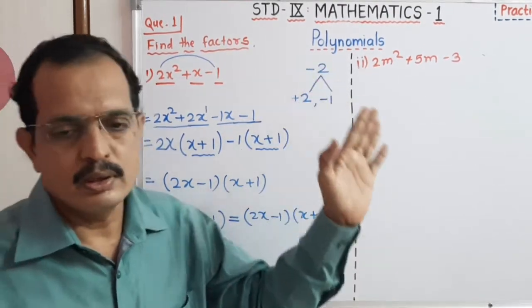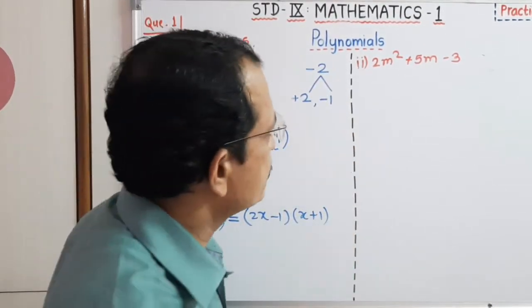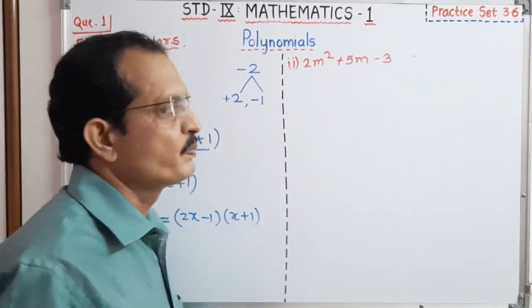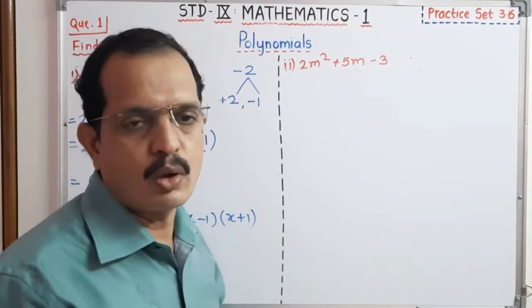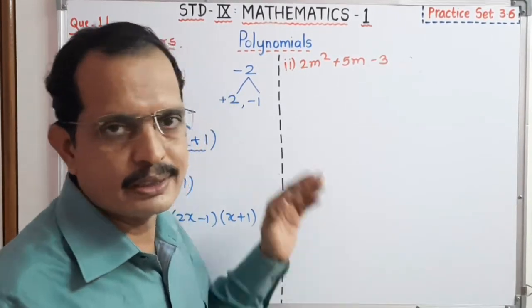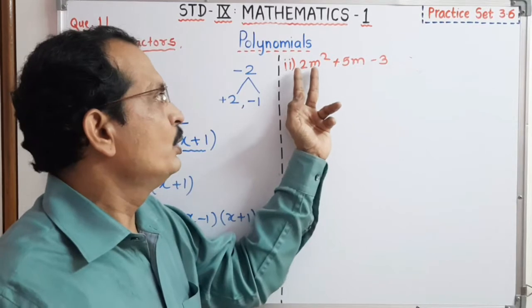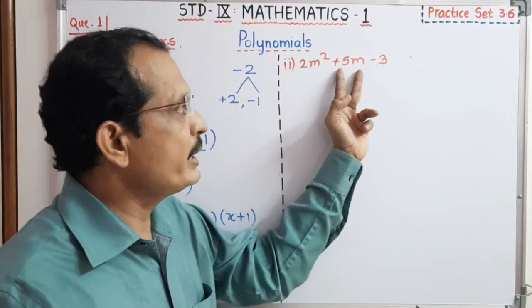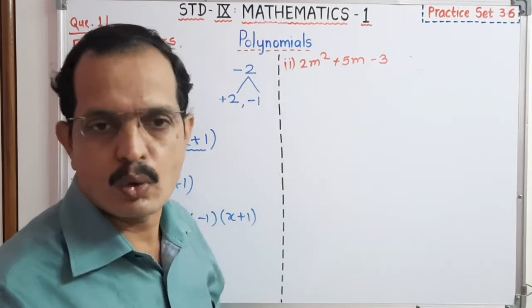Try to solve another. See here, 2m square plus 5m minus 3. Now again, this is a quadratic polynomial. I have already explained this to you. Here 2m square is the quadratic term, 5m is the middle term, and 3 is a constant.